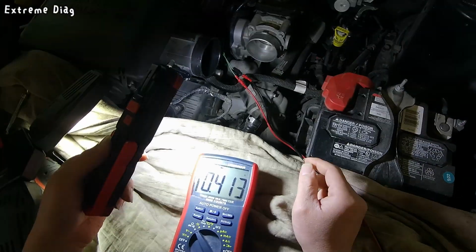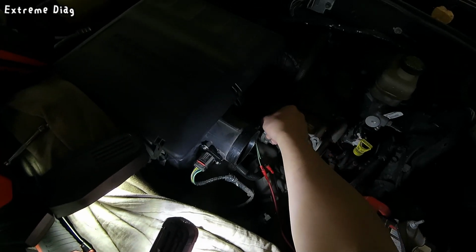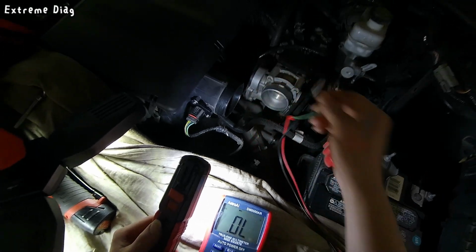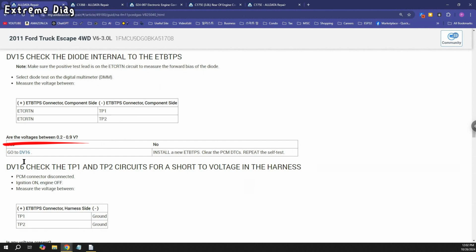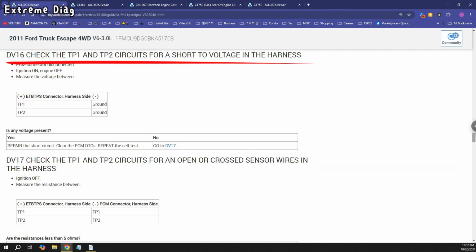Between pins 4 and 6, it reads 0.413 volts. The question is whether the voltage is between 0.2 and 0.9 volts. The answer is yes, so proceed to DV16. DV16 says to check if there's a short to power on the TP1 and TP2 circuits.